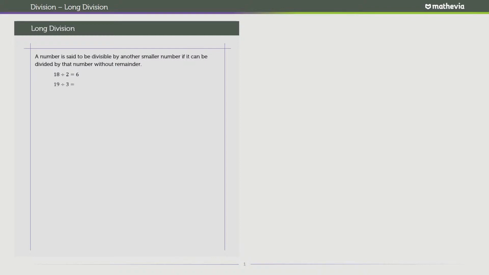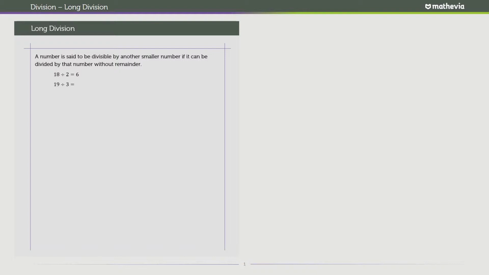Now, what if you had 19 divided by 3? How would you go about doing this? Typically, 19 is not divisible by 3 because you cannot divide 19 by 3 without remainder. If you check, you apply the same trick we used in the last lesson. If you add 1 and 9 together, you get 10, and 10 is not divisible by 3, and for that reason 19 is not divisible by 3.